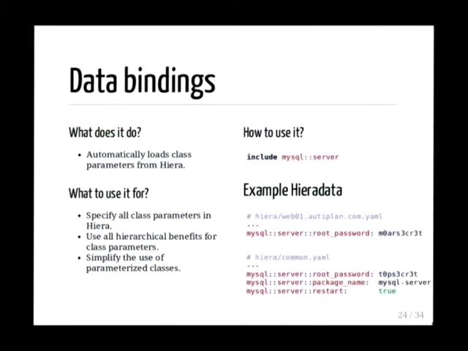And you can still make use of the hierarchies if you want to. So for instance, in the common.yaml, most of my machines will have the password top secret. But for one machine, I want a different root password for MySQL, and it will be on the web01. It will be overridden, so my root password will be more secret.